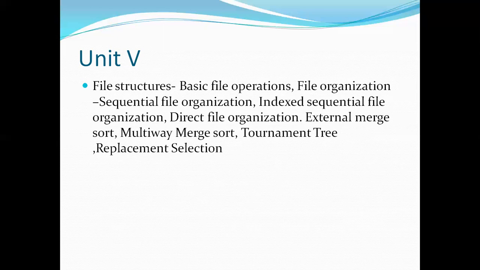The first unit covers only the introduction part, time complexities and asymptotic notations. The second unit covers hashing, AVL tree and red black tree. The third completely covers sorting. The fourth unit is augmentation, advanced data structures: what is augmentation, what is the strategy for augmentation. And unit 5 covers file structures, basic file operations, external merge sort and tournament trees. So we are going to cover these in 5 units.